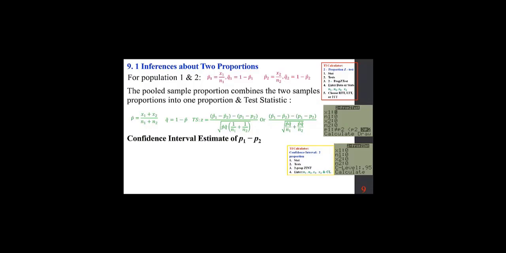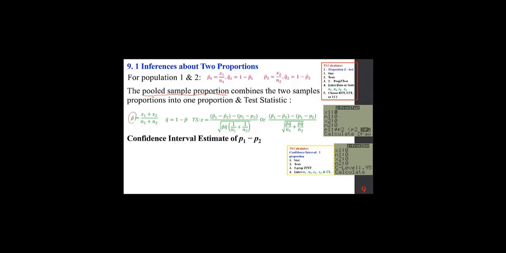In the case of two proportions, the formula that we are going to use, p bar is x sub 1 plus x sub 2 over n sub 1 plus n sub 2, or simply, if p1 hat and p2 hat are given, add them up, divide by 2. That's the same concept. Now q bar is 1 minus p bar. This is known as the pooled sample proportion. And for the test statistic, we use that one.